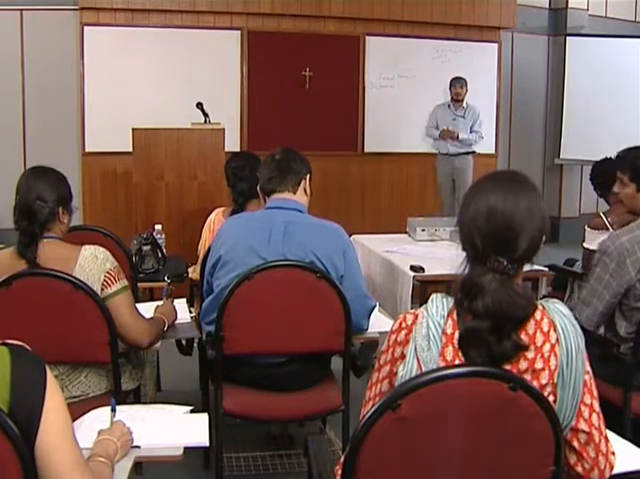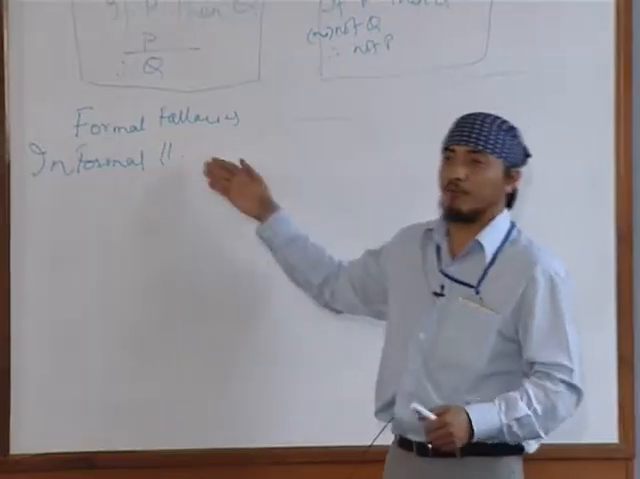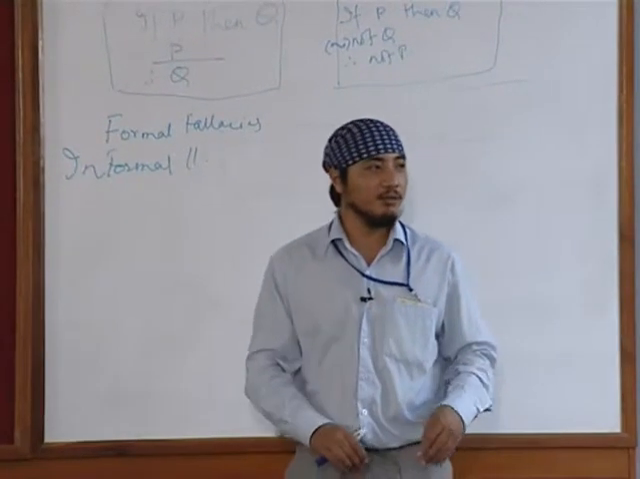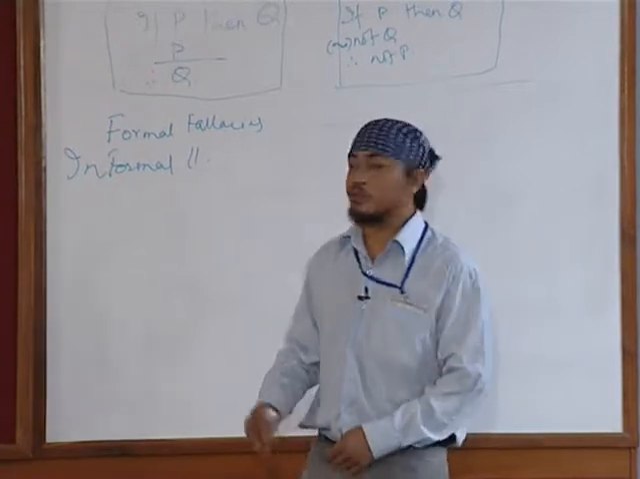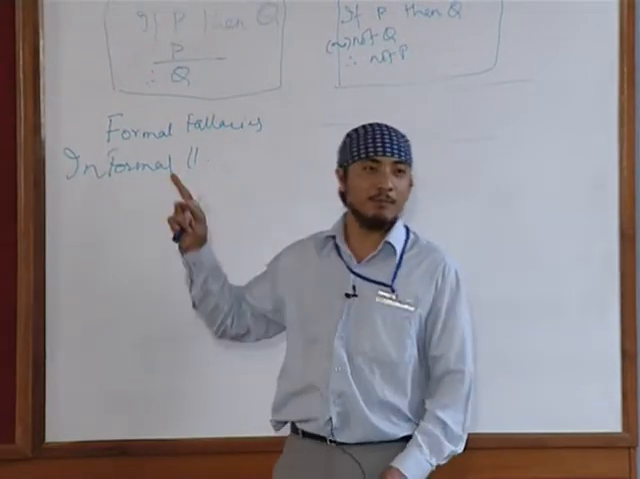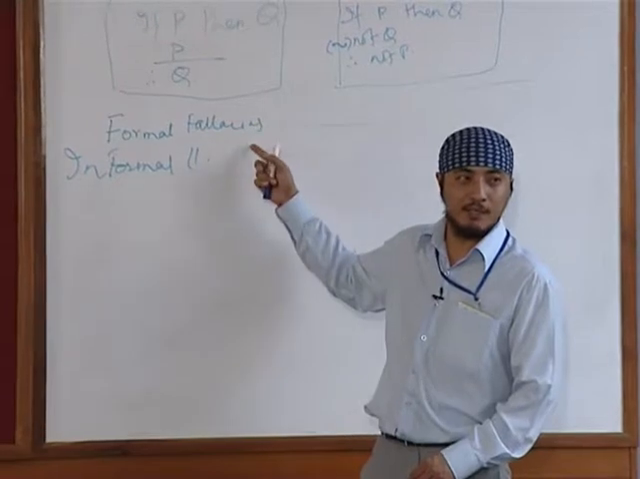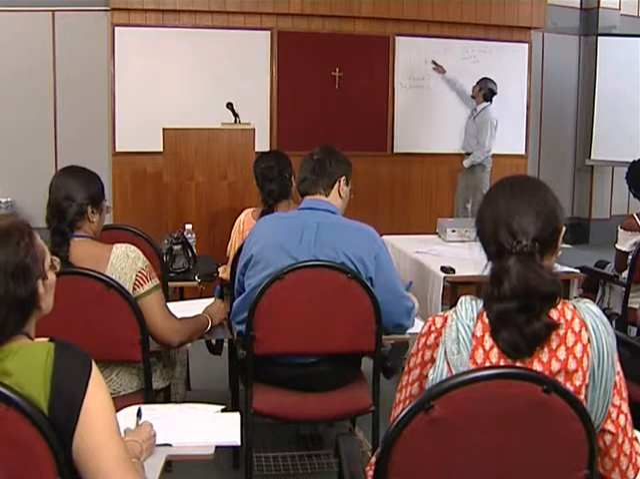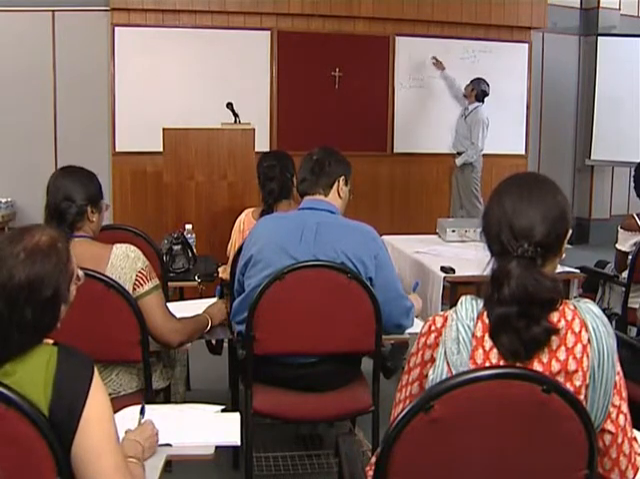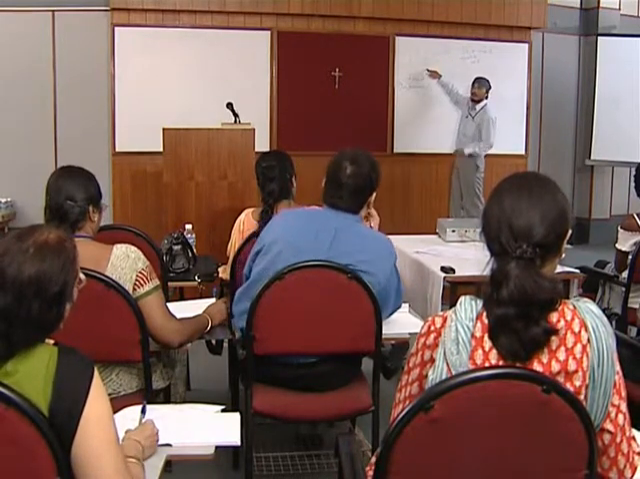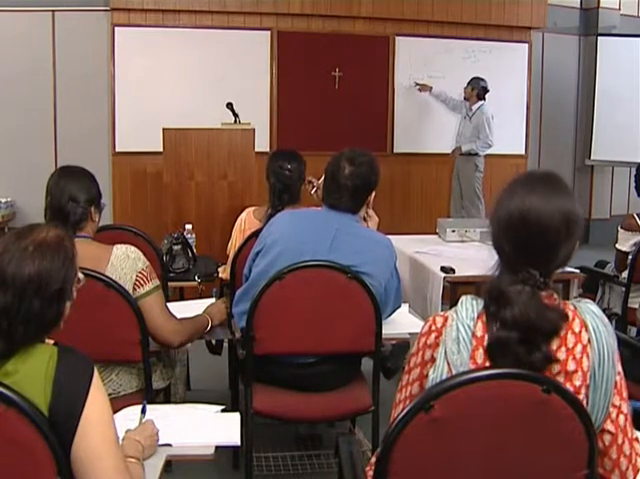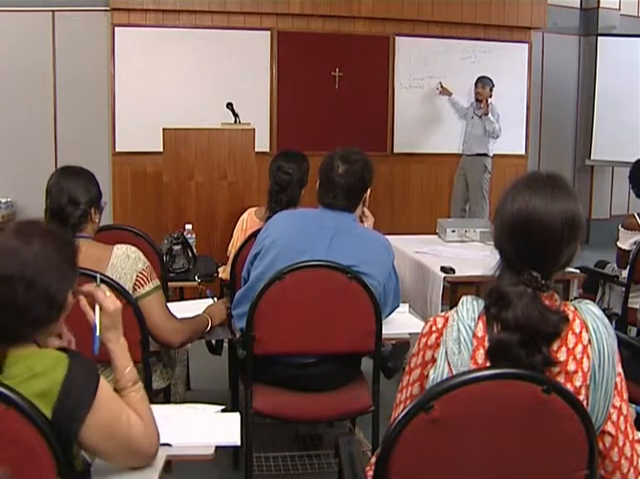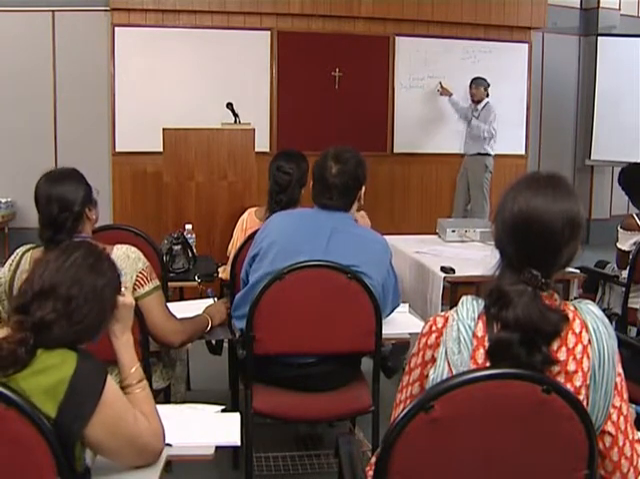So there are two things. You can have a formal fallacy or an informal fallacy. A formal fallacy is a place where your argument has gone wrong because your form has gone wrong. So that becomes a formal fallacy: a fallacy because of the form. Now for example over here, if P then Q, Q therefore P, then your argument is formally fallacious. It is wrong in the form itself. Forget the content. You need not even go to the content. The form itself is wrong.